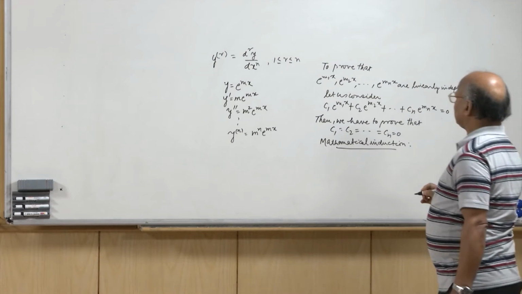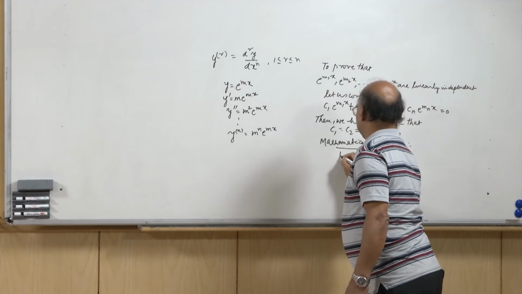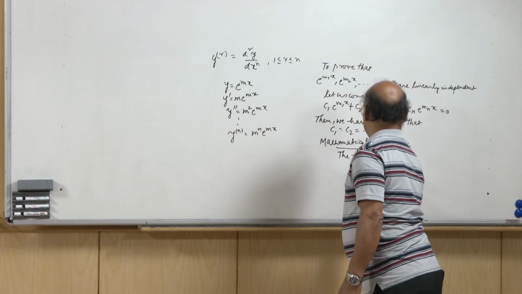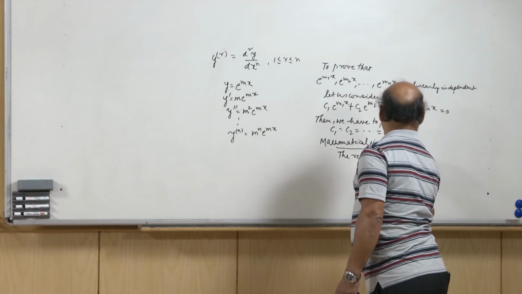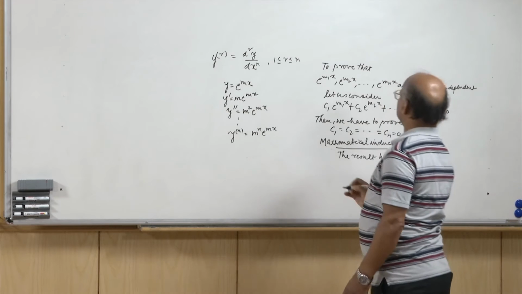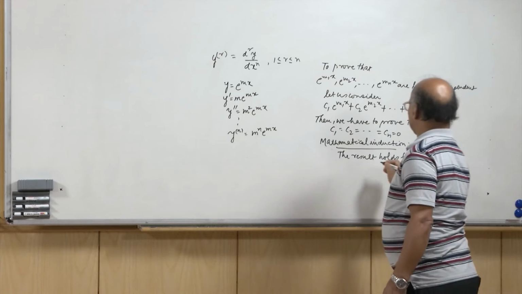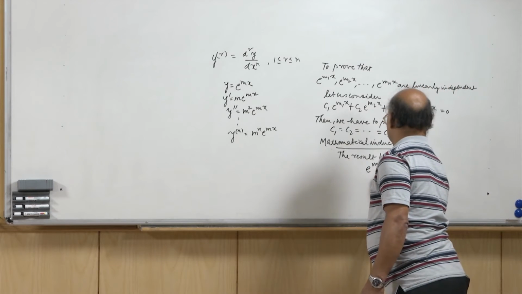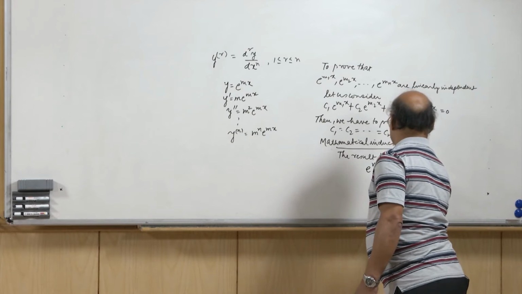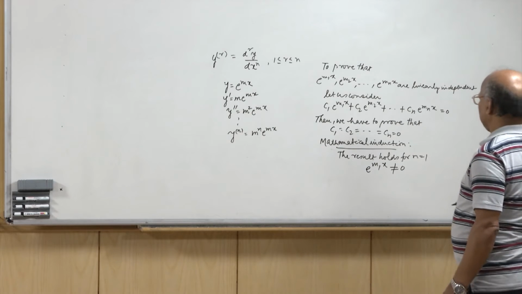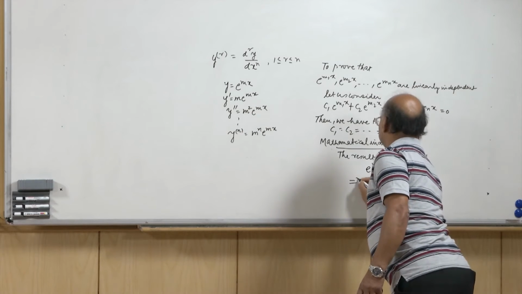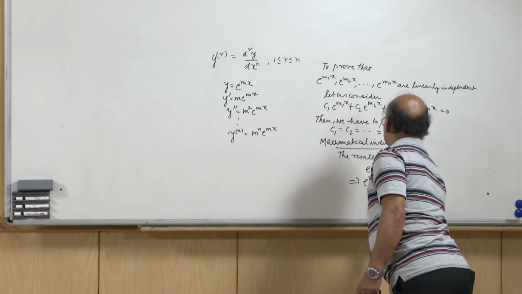So, the result clearly holds for n equal to 1, because when n is equal to 1, e to the power m1x is never 0. So, the result holds for n equal to 1. This implies that e to the power m1x is linearly independent.